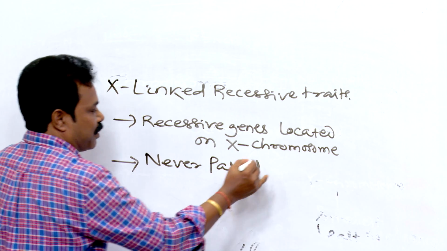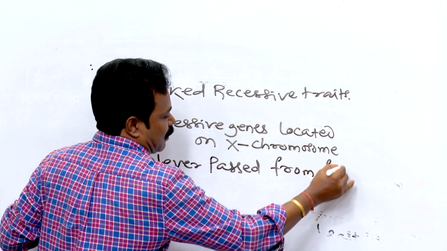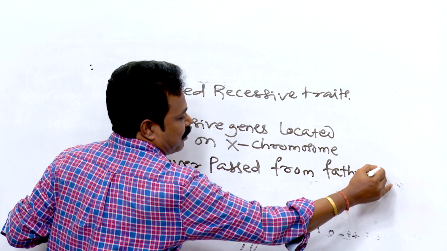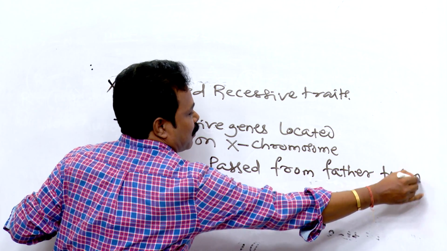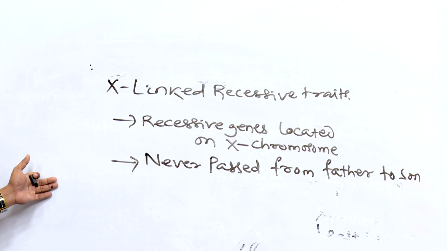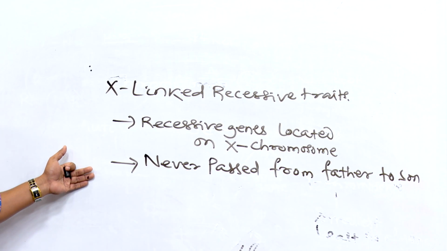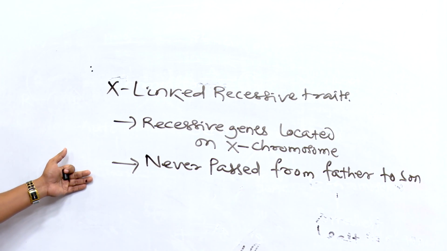Never passed from father to son, because the son does not receive the X chromosome from the father; the son receives the Y chromosome from the father. So this X-linked trait is not inherited from father to son.